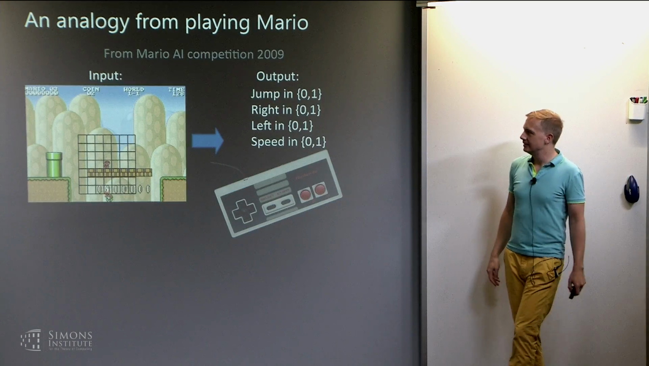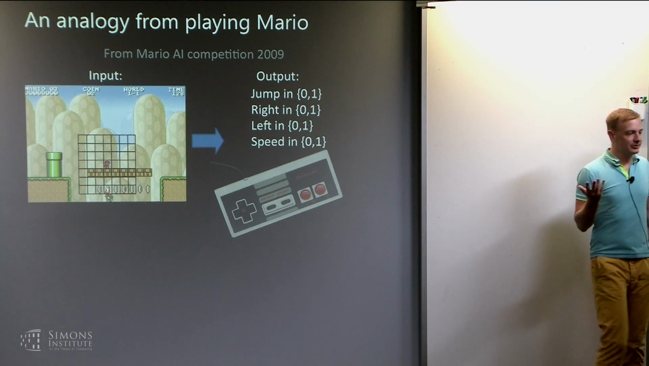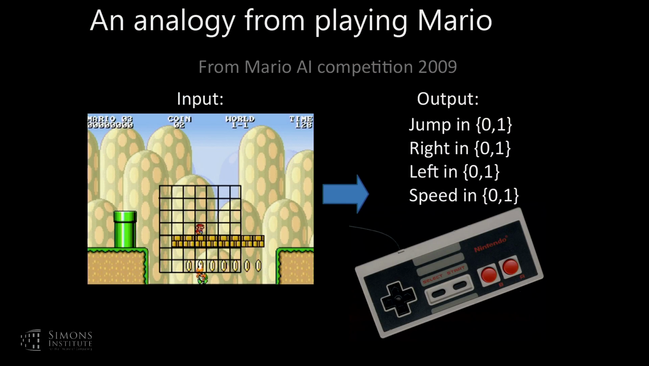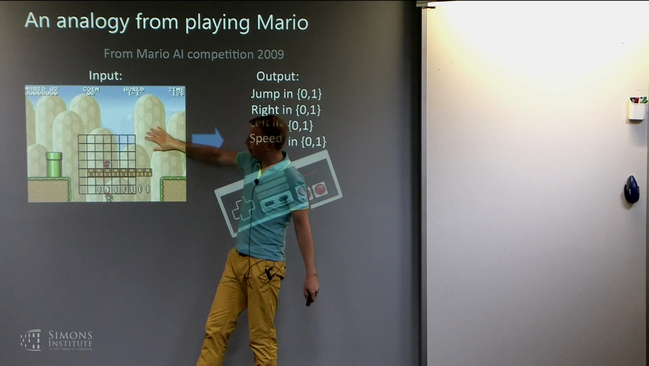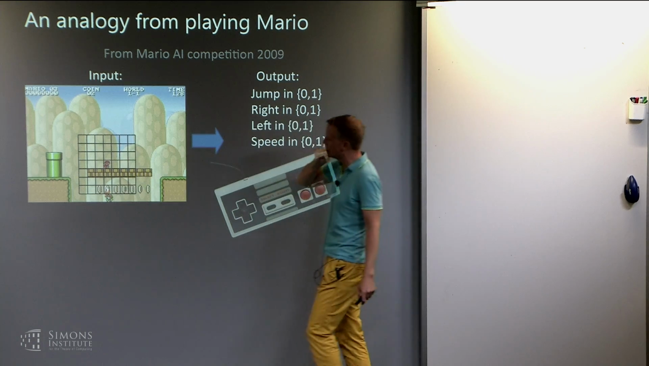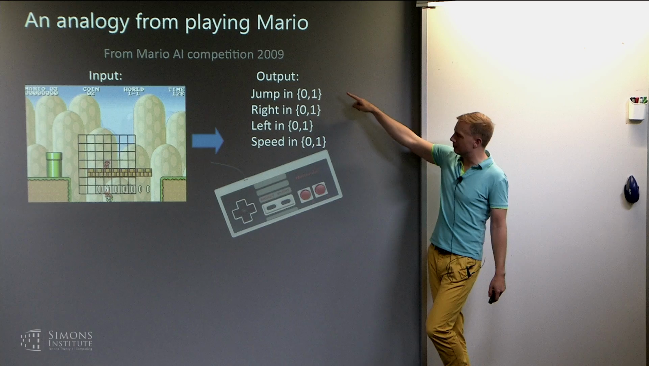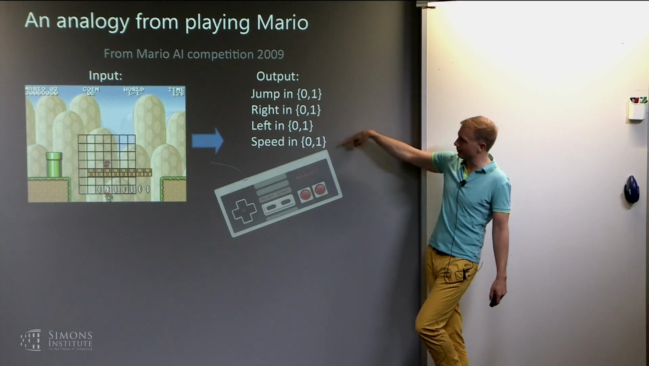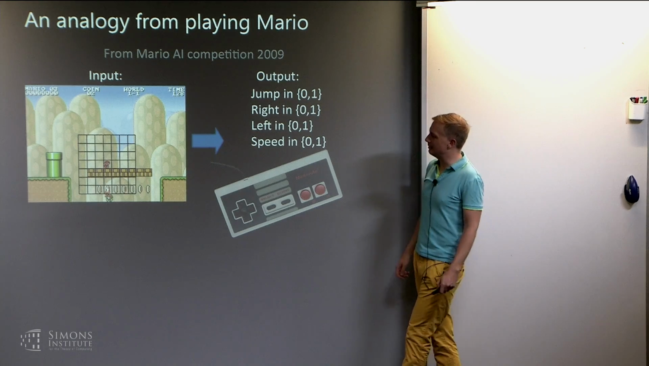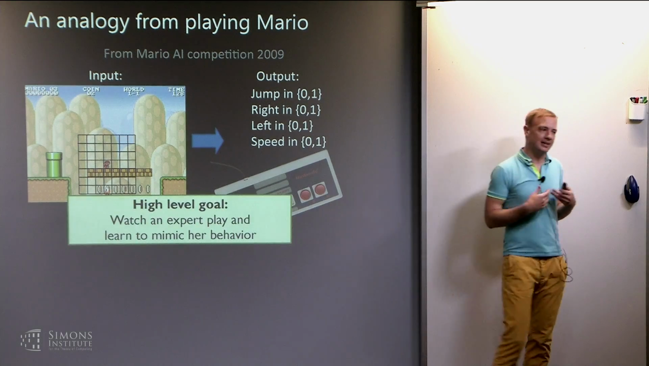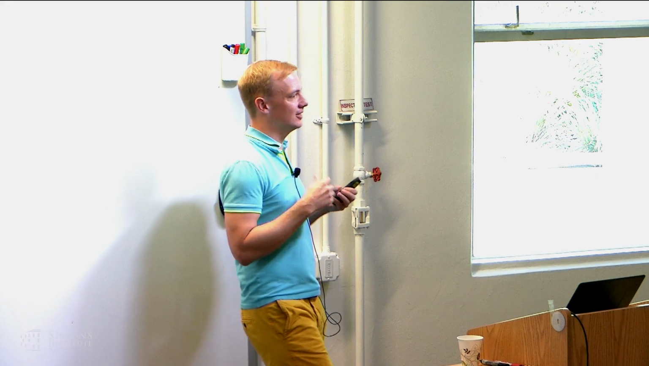process. Okay, so I'm going to now switch to this analogy for playing Mario, because this is a good imitation learning example. So here we have Mario. We're going to extract features from a grid around Mario. And then we're going to map this to one of 2 to the 4th possible outputs. So this is the buttons that you're pushing on the controller. And the key thing that I'm going to assume is that I have access to an expert. And I can watch this expert play a bunch of times, and I can try to mimic their behavior.